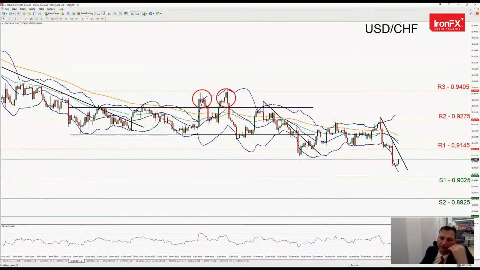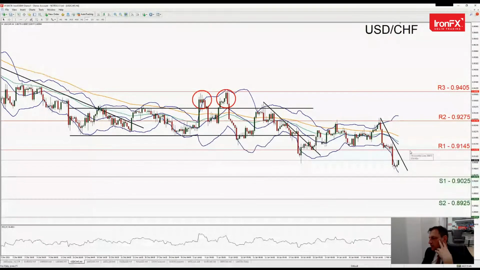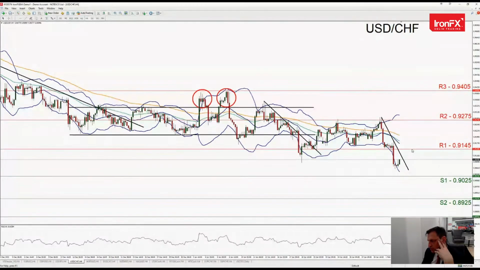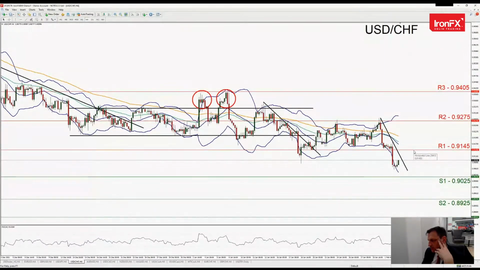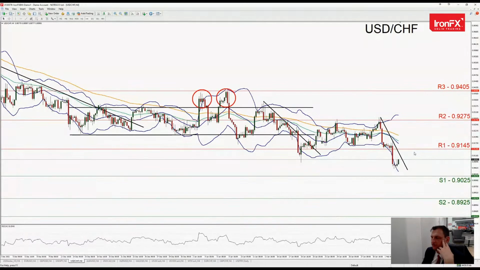A first signal of such a stabilization would be a breaking of the downward trend line, yet at the same time a respecting of the R1 0.9145. Should that be the case, then we would be switching our bearish outlook in favor of a sideways movement bias.